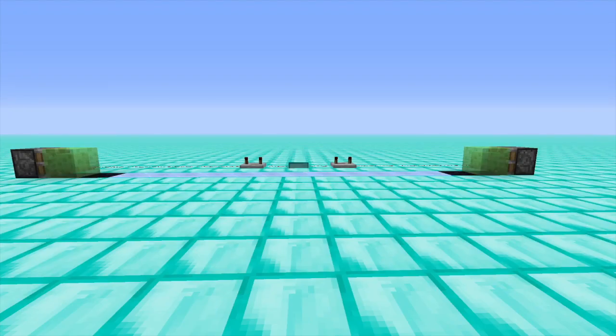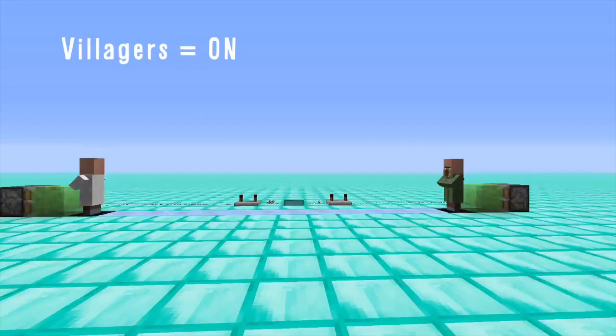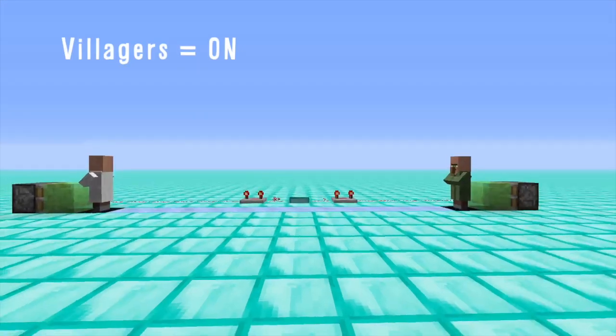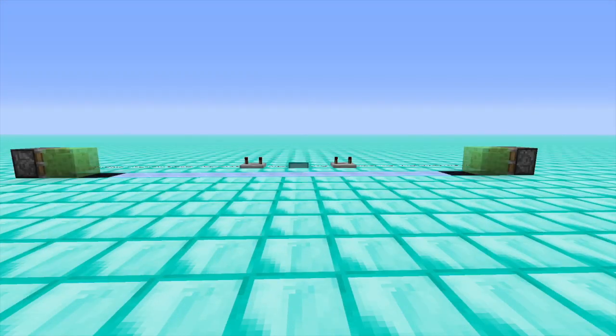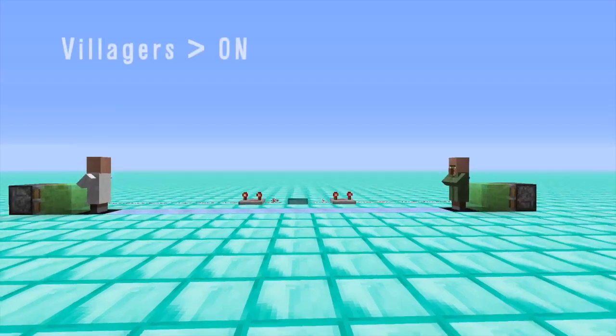This machine will launch two villagers into each other. Before they move, they will have a balanced force with a net force equal to 0. While they're moving, they'll have an unbalanced force with a net force not equal to 0.